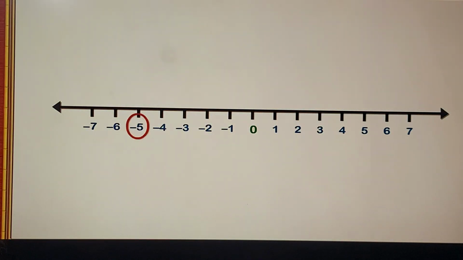In order to mark -5 on this line, we move 5 points to the left of 0. In order to mark +3 on the number line, we move 3 points to the right of 0.